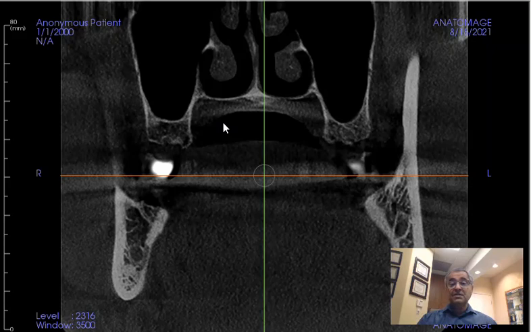Another benefit to this is it can help patients who are severe gaggers with traditional X-rays. All you have to do to take this X-ray is stand up and hold still while it rotates around your head.